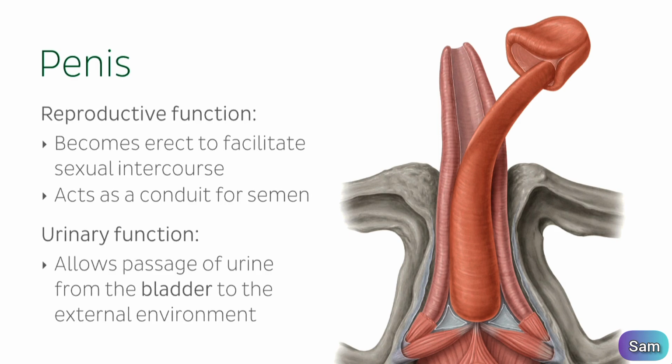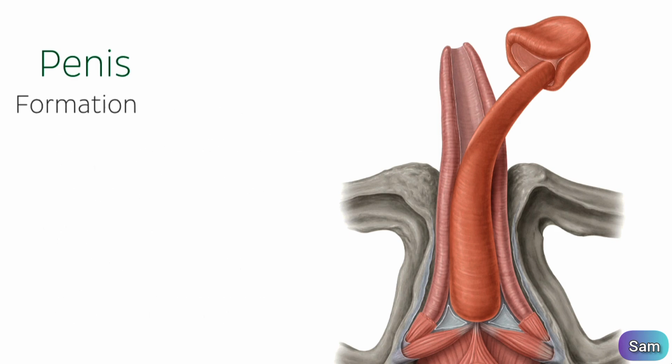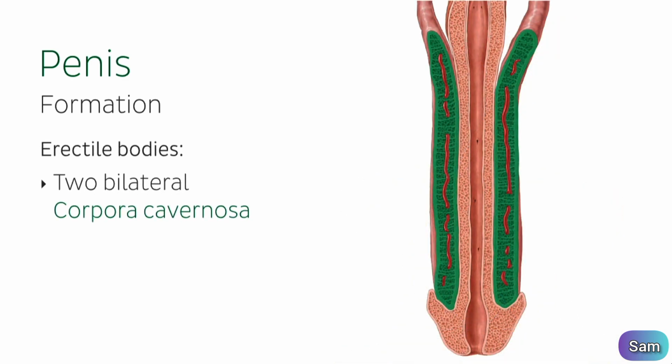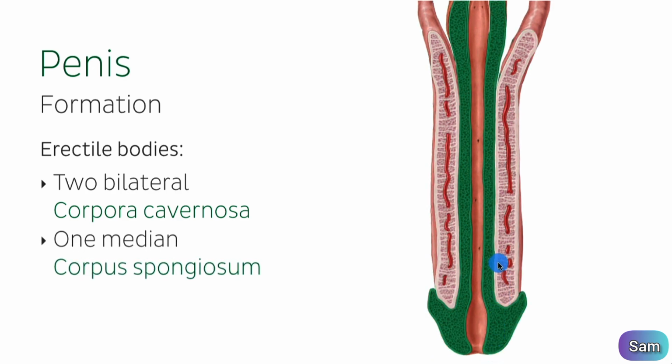So now that we've looked at the function of the penis, let's look at its formation. The penis is formed by structures called erectile bodies. These structures contain large vascular spaces, which have the potential to become engorged with blood, causing them to become rigid, in turn leading to the erection of the penis. The erectile bodies consist of two bilateral corpora cavernosa, which we can see in this cross-sectional image, and one median corpus spongiosum, which lies between the two cavernous bodies.